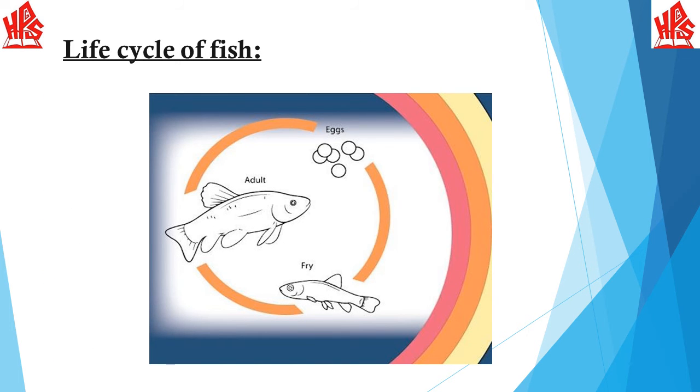In this slide, you can see life cycle of fish. Fish passes through 3 stages in its life cycle: egg, fry, and adult fish. So this is incomplete metamorphosis.